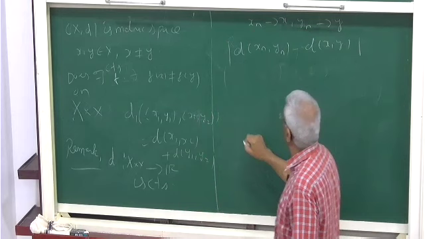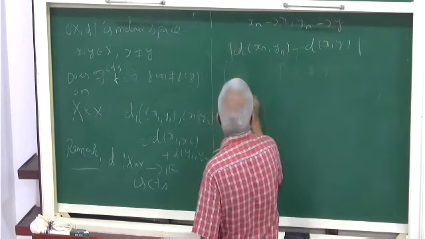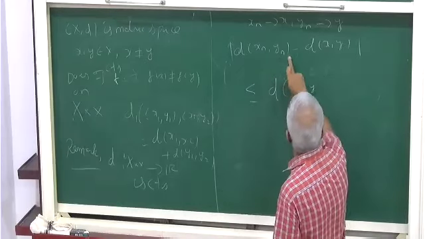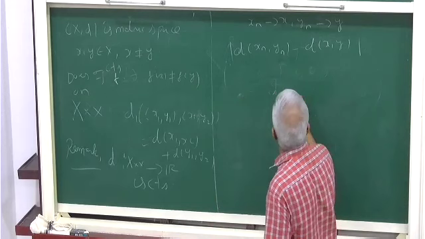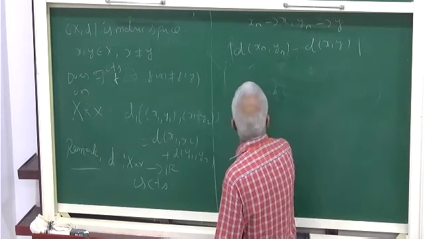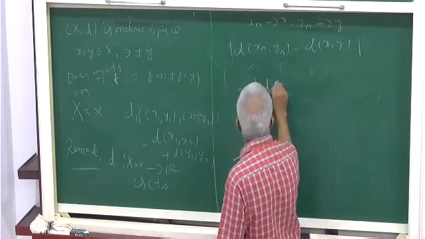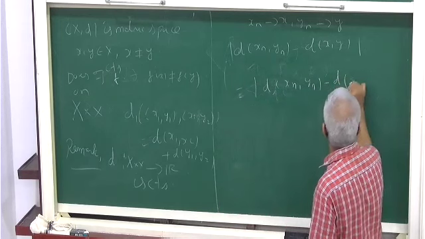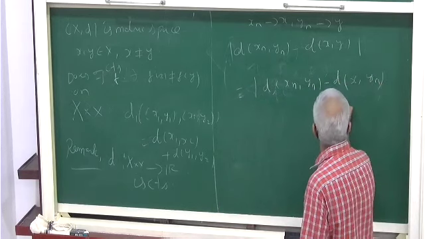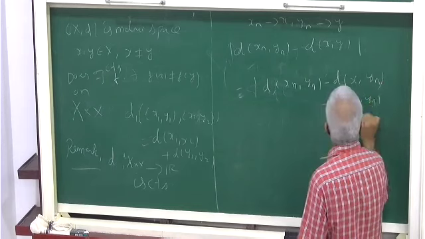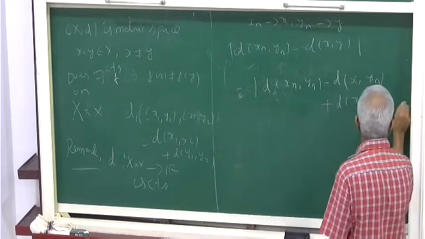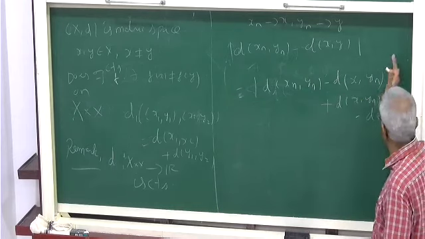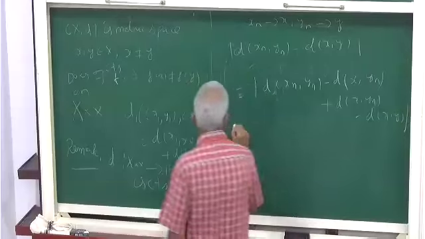Now this is less than or equal to, by triangle inequality, you can just add a few things. This is equal to D(xn, yn) − D(x, yn) + D(x, yn) − D(x, y). Now again use triangle inequality, so this modulus plus this modulus. I'm just following that step.